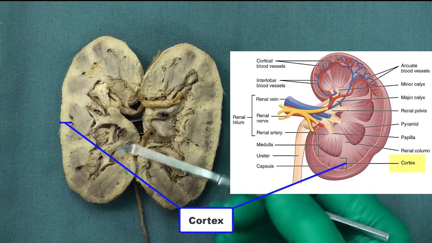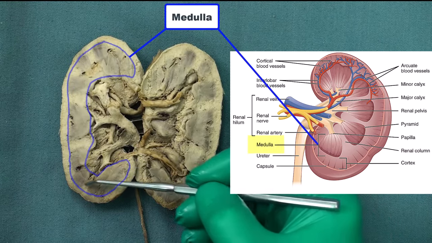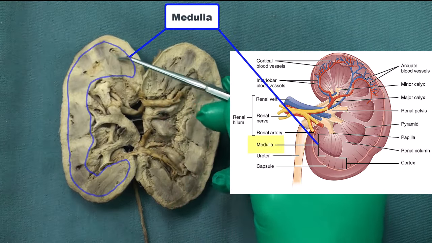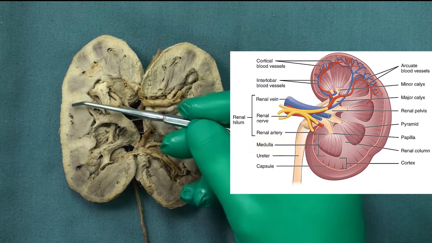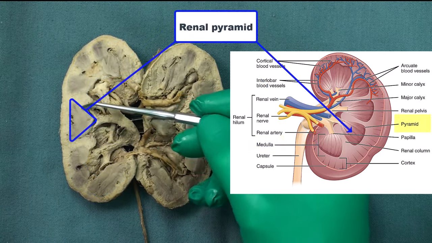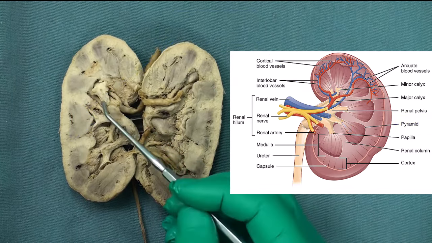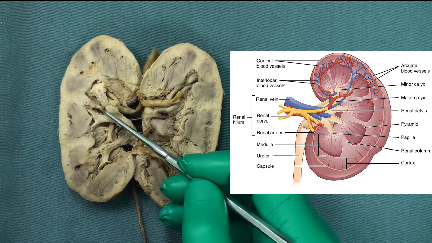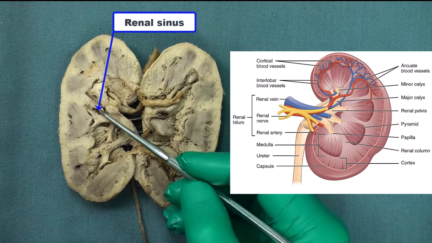Then we have the medullary part of the kidney, or just medulla, which is occupied by the pyramidal-shaped structures known as renal pyramids, right there. And then this area right here, which is a space, where I put the tip of my probe, is referred to as the renal sinus.